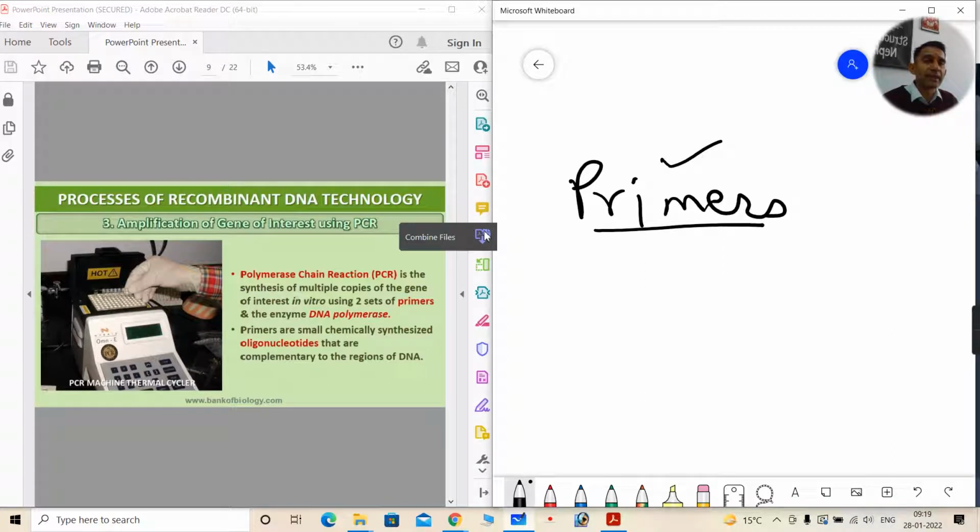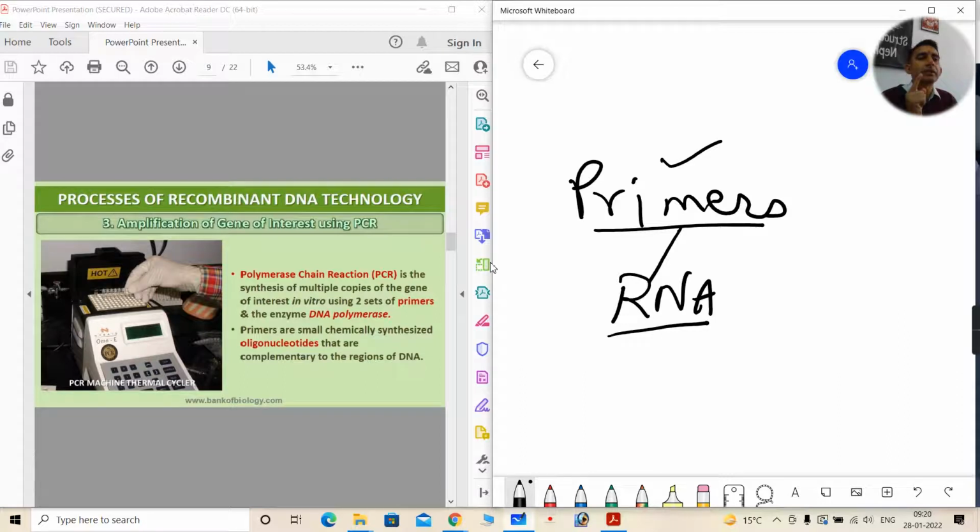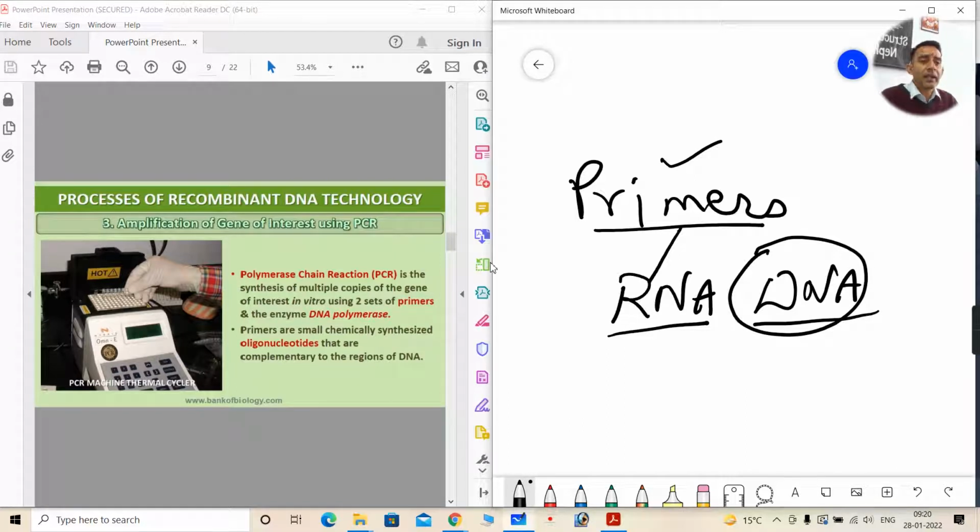DNA or RNA? Yes, students. Can anyone tell me? Yes, no one. That was made up of RNA. But remember one thing, the primers which we are using to amplify the gene of interest are made up of DNA. This is a very important thing you must keep in your mind. The primers which we are using in PCR artificially, they are made up of DNA only. So no primer is made up of RNA here.